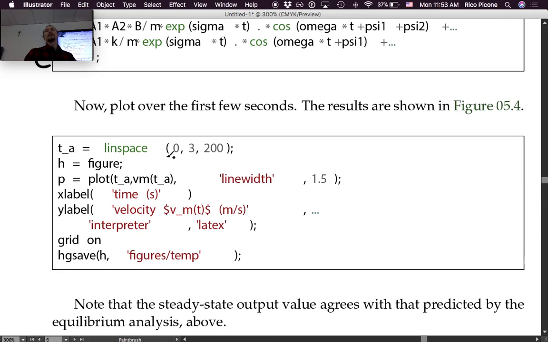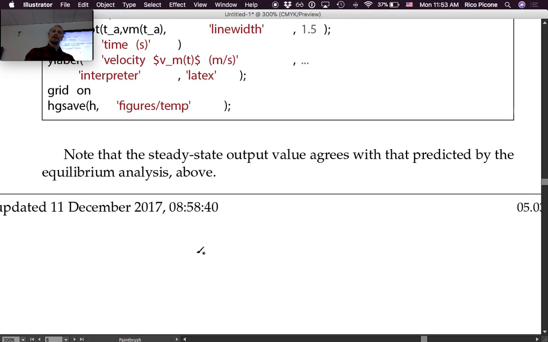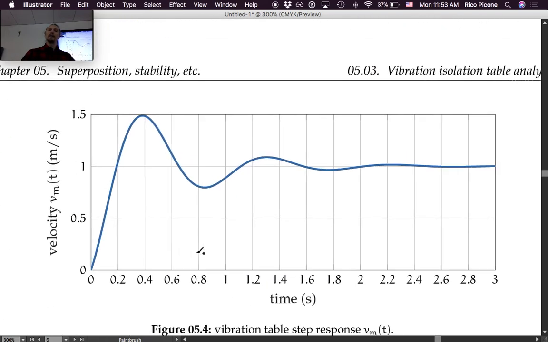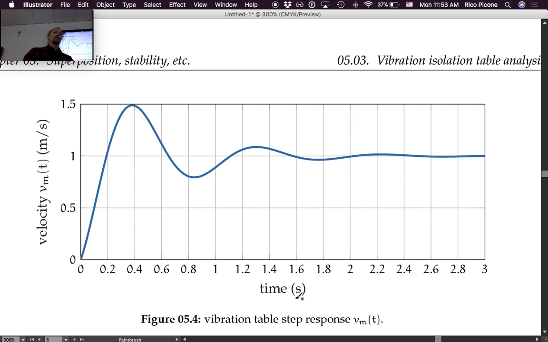Now plot over the first few seconds. This is just the plotting stuff, and the spacing is all weird on this sheet for whatever reason. Now we know that the steady state output value agrees with the predicted equilibrium analysis above. So bam, over 3 seconds, the velocity goes from its initial condition, which is a good thing to check, and it goes up to almost 1.5, and then it oscillates and damps out to its new steady state, which is 1 meter per second. So this is exactly what you'd expect.